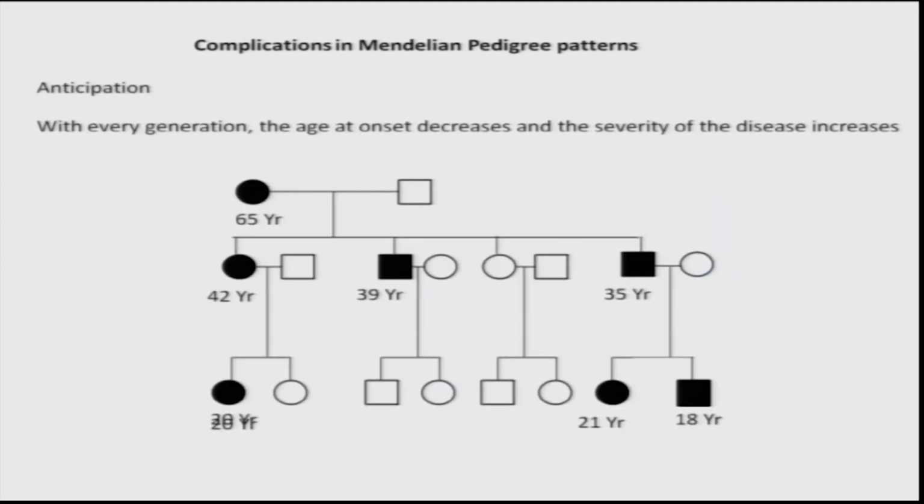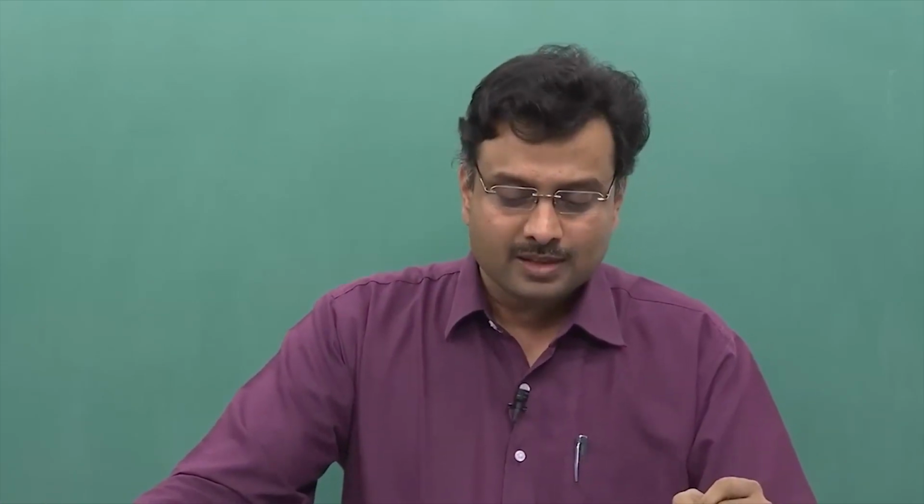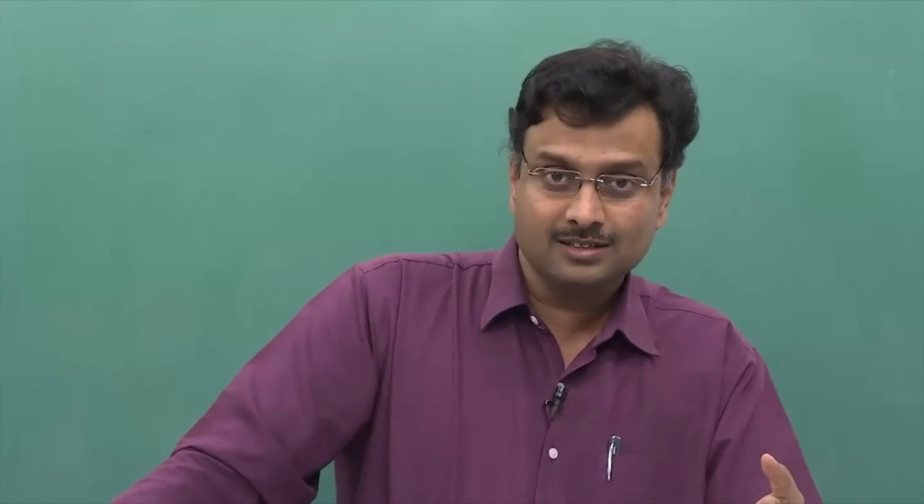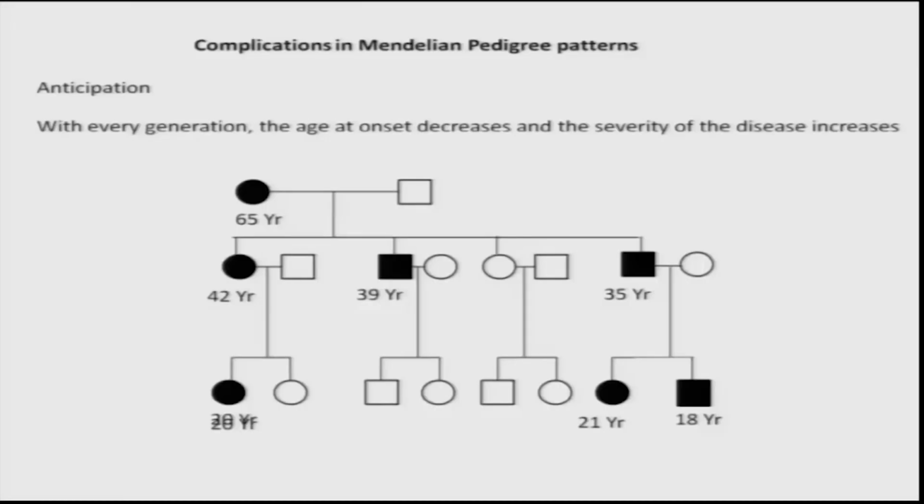The other example is called anticipation. If you recall, we discussed one condition called variable expression, wherein in every generation it can become severe, less severe, moderate, or more severe and so on. But there is one condition in which in every successive generation the disease becomes more and more severe. Not only that, the age at onset decreases. For example, in the current generation the age at onset could be 12, in the previous generation it could be 20, and the generation before that it could be 40.